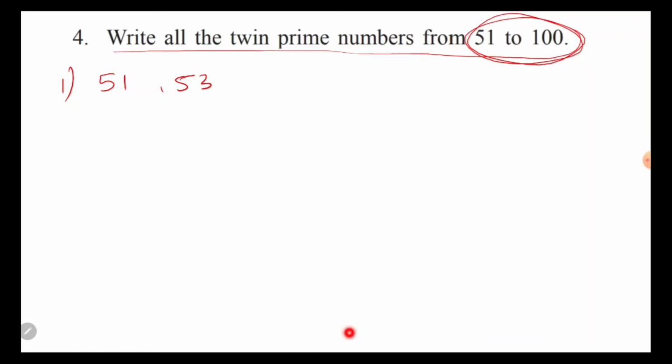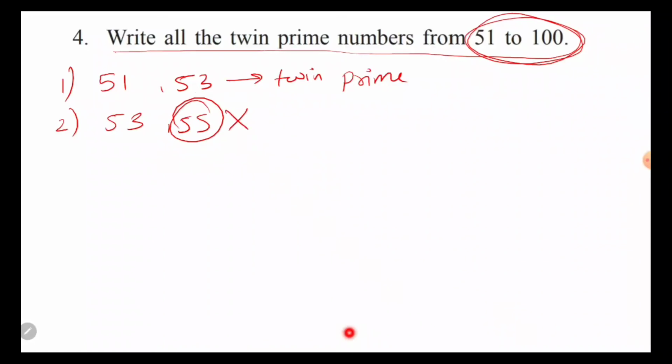अब हमको क्या देखना है कि 53 और 51 के बीच में gap कितना है? 2. Okay, so these two will be what? Twin prime numbers. Okay, now next will be what? 53 and 55. But is 55 a prime number? 55 is not a prime number, so I'll be not writing this. This cannot be twin prime numbers.